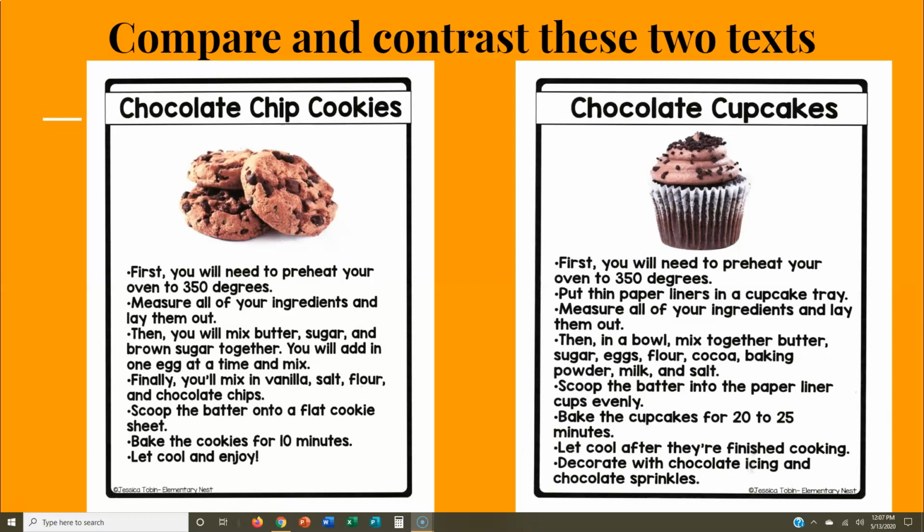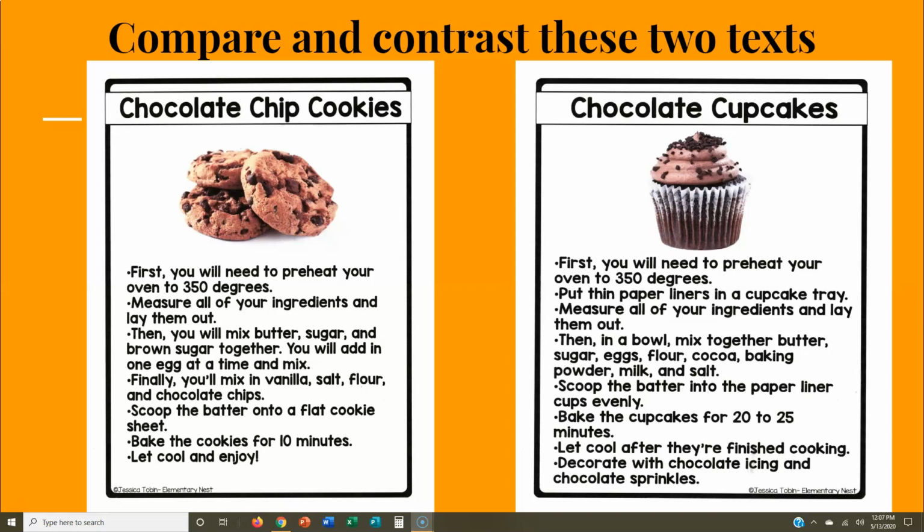You need to measure all of your ingredients and lay them out. Then you will mix sugar and brown sugar together. You will add 1 egg at a time and mix. Finally, you will mix vanilla, salt, sugar, and chocolate chips. You will scoop the batter onto a flat cookie sheet. Bake the cookies for 10 minutes. Let them cool and enjoy.